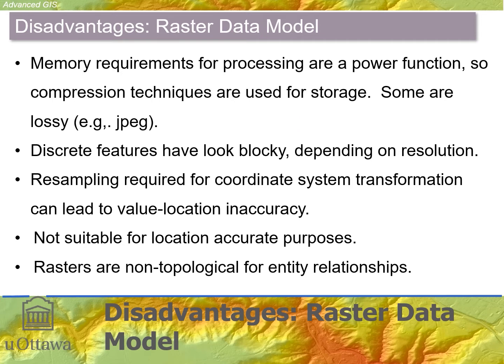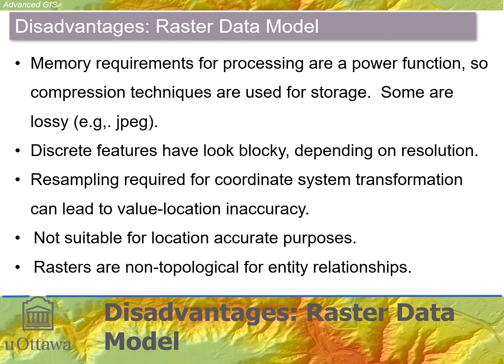Another disadvantage of raster is that discrete features have a look that's quite blocky depending on resolution. So you don't get those crisp edges or transitions between entities that you're representing, let's say on a categorical raster, as you would on a vector version of categorical data.